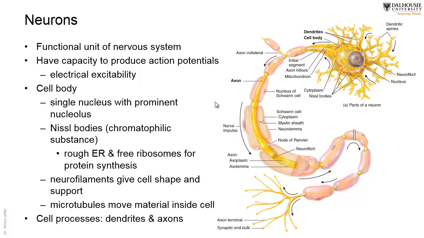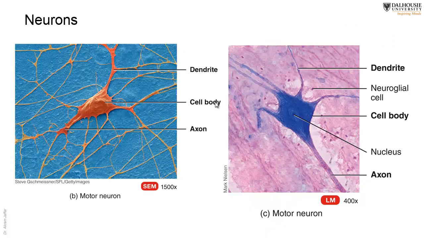The other features of a cell are also present. But the prominent feature here is the presence of Nissl bodies, which are rough endoplasmic reticulum and free ribosomes, and the presence of a prominent nucleolus in the nucleus. The processes are of two types. They are either dendrites or an axon. So this is a motor neuron seen in a light microscope, and this is an electron microscope view of one of the neurons as well.